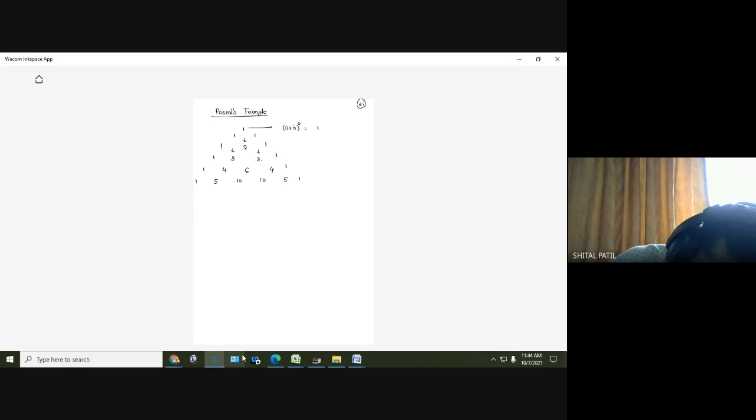So we are getting 1. So A plus B raised to 1 is A and B. And what is its coefficient? 1. What is the coefficient of B? 1. That is given by this 1, 1.